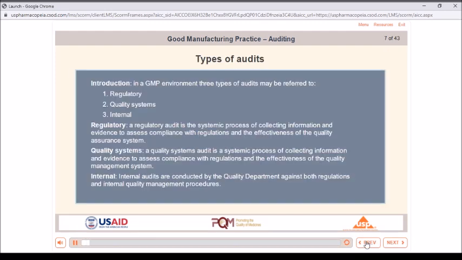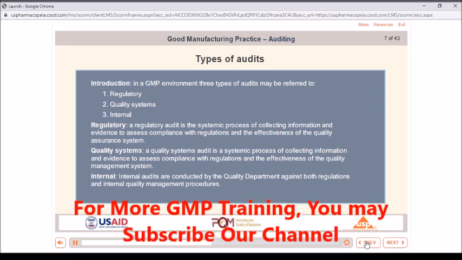Types of audits. Introduction. In a GMP environment, 3 types of audits may be referred to. 1. Regulatory. 2. Quality systems. 3. Internal. Regulatory. A regulatory audit is the systemic process of collecting information and evidence to assess compliance with regulations and the effectiveness of the quality assurance system.